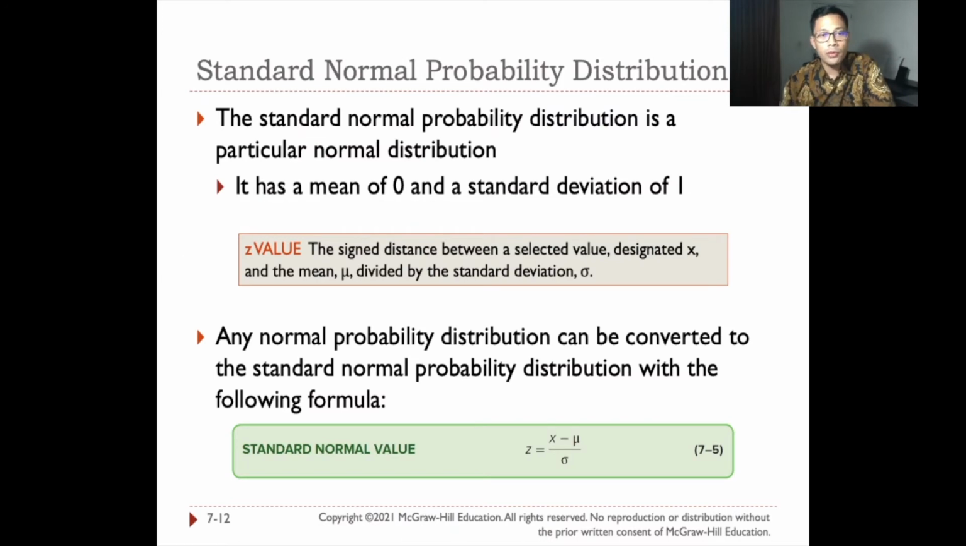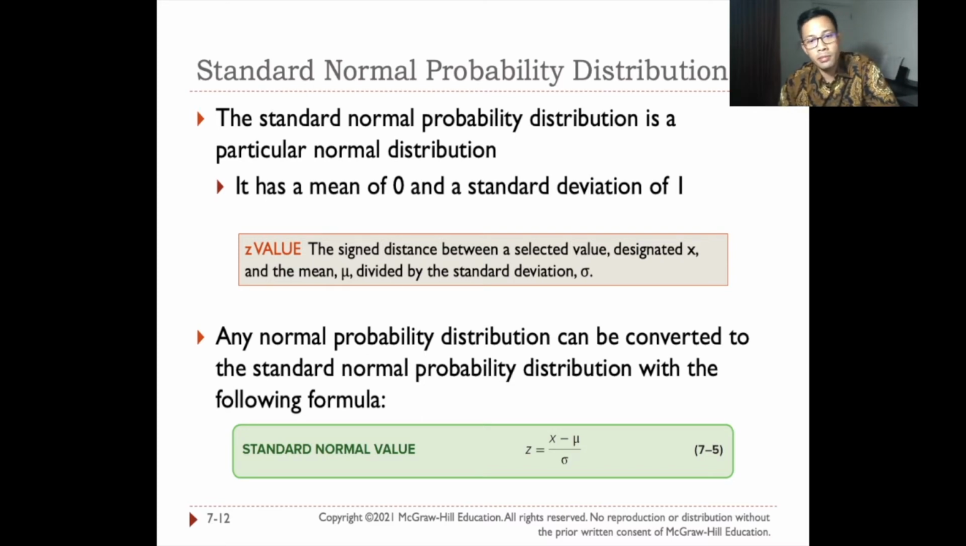Okay, so the standard normal probability distribution is a particular normal distribution. Again, we can have a family of normal probability distributions; a standard normal probability distribution has a mean of 0 and a standard deviation of 1. Now we're going to use the term z-value, which is the signed distance between a selected value designated x and the mean mu, divided by the standard deviation sigma.